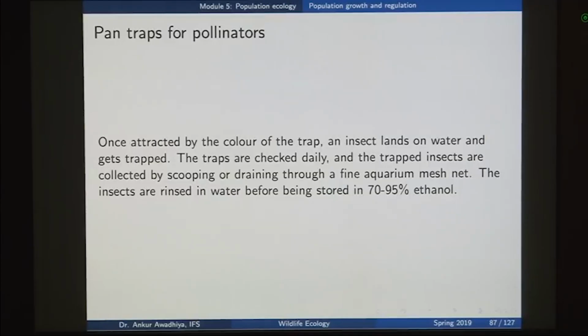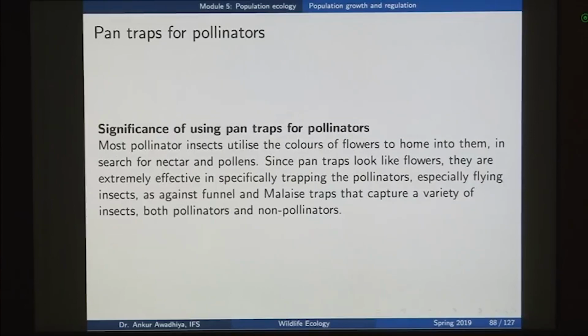Now, once attracted by the color of the trap, an insect lands on water and gets trapped. These are checked daily, and then you can take these insects out, you can wash them, you can then make a note of what species of insects are found and what is the proportion of animals that are trapped there.